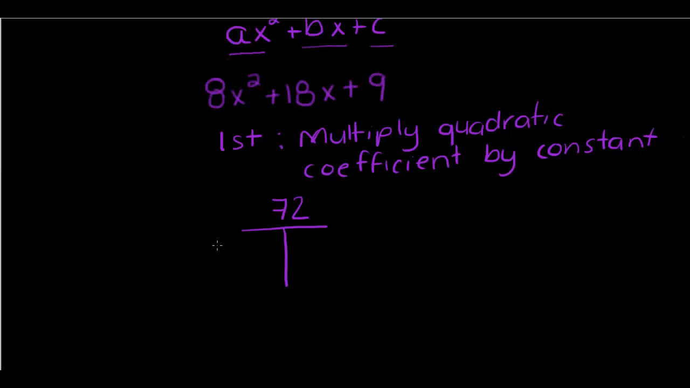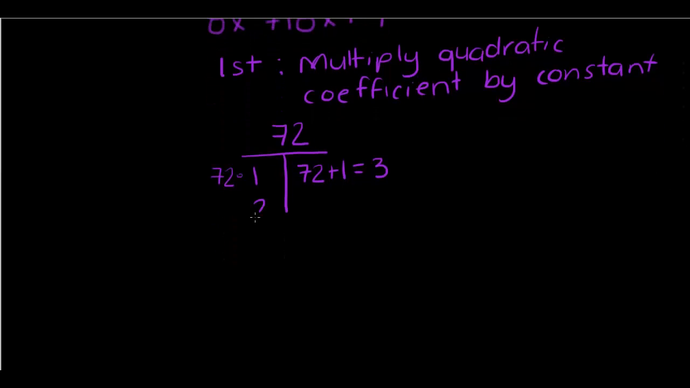So let's begin. I'm going to try 72 times 1. Well, that can't be it because 72 plus 1 is 73, so that's not what I'm looking for. Now let's try 36 times 2. Well, that can't be it either because 36 plus 2 is 38. Okay. Now I can also list 24 times 3. But again, that doesn't help either because 24 plus 3 is 27.